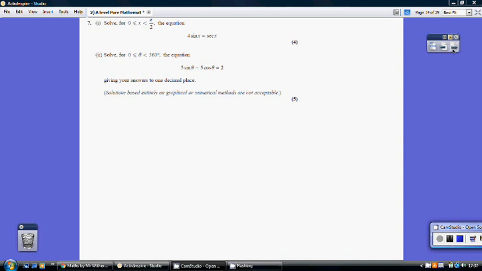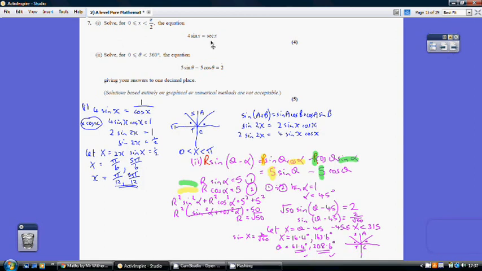Part 1. So let's start off by recognizing that sec x is just 1 over cos x. So we've got 4 sin x equaling 1 over cos x. Now let's get rid of this fraction. Let's choose to multiply through by cos x. So I get 4 sin x cos x equaling 1.